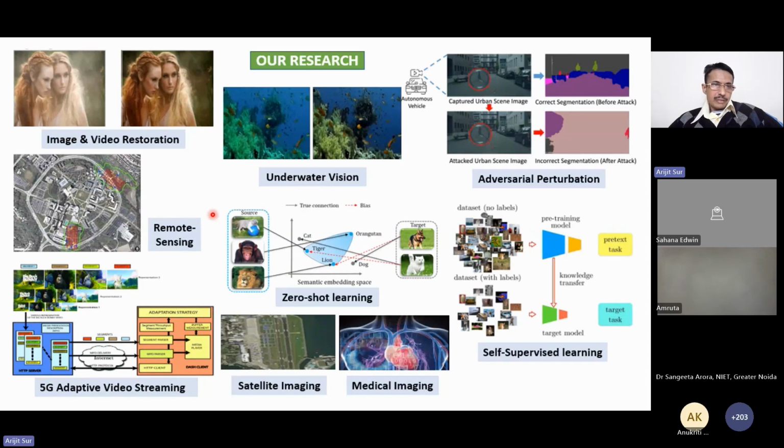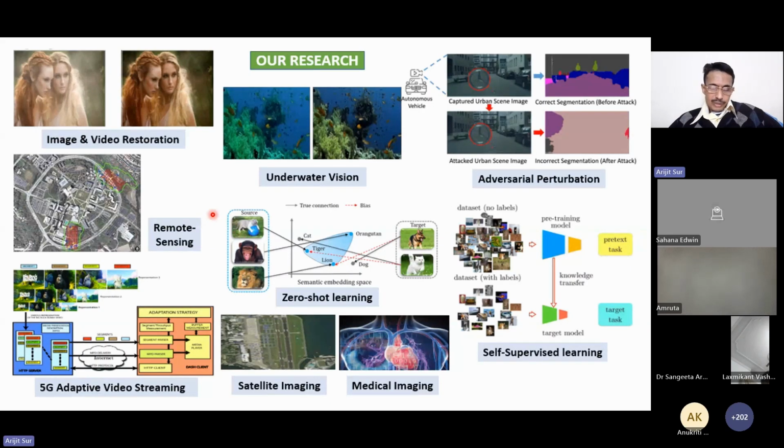It is image and video restoration, which is a kind of denoising. Then underwater vision, where we have a very big project. And remote sensing, zero-shot learning, then adaptive video streaming, satellite imaging, medical imaging.